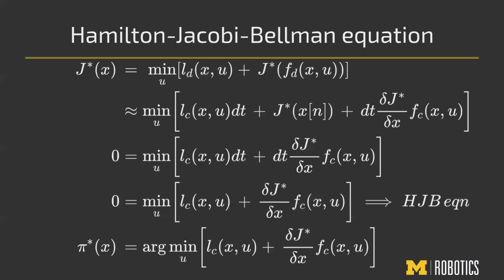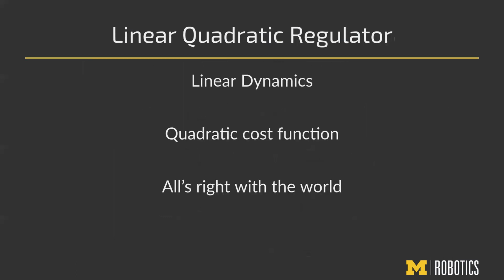So that's a very short description of the importance of the Hamilton-Jacobi-Bellman equation. Later on, we'll use this equation to derive the LQR controller, which is a controller that's used in lots of systems, lots of robots like quadrotors and legged robots and all that stuff. We are now going to talk about the LQR controller, the linear quadratic regulator controller.